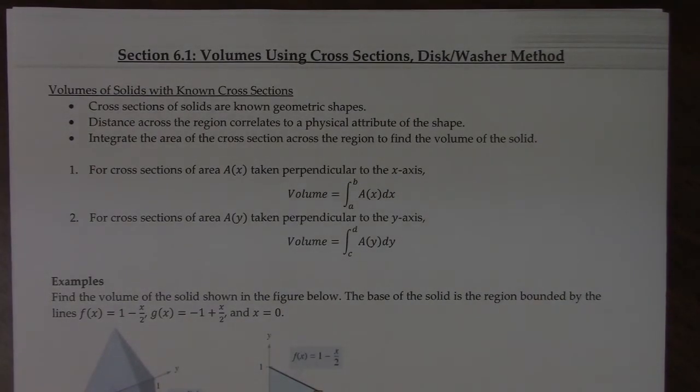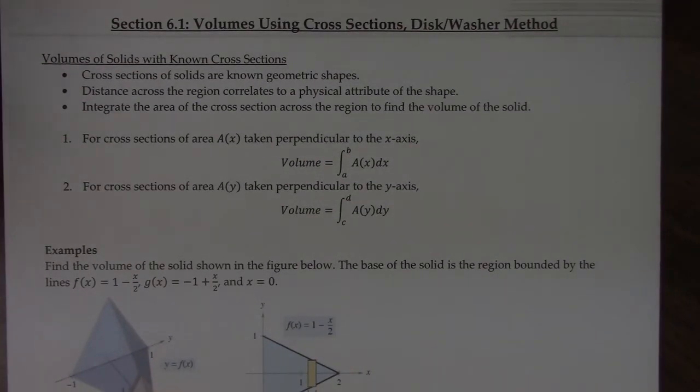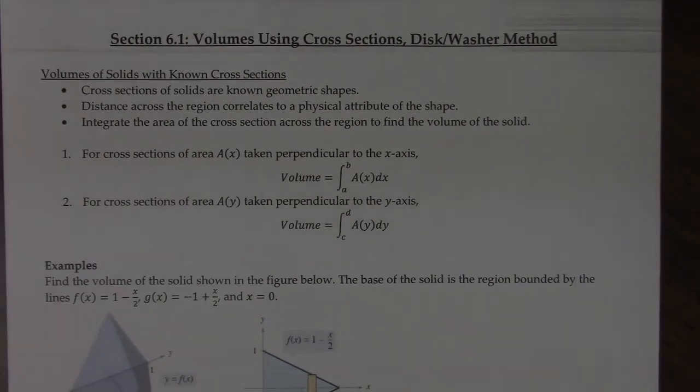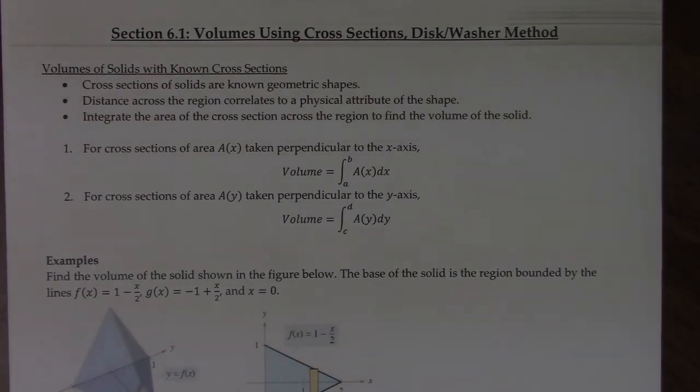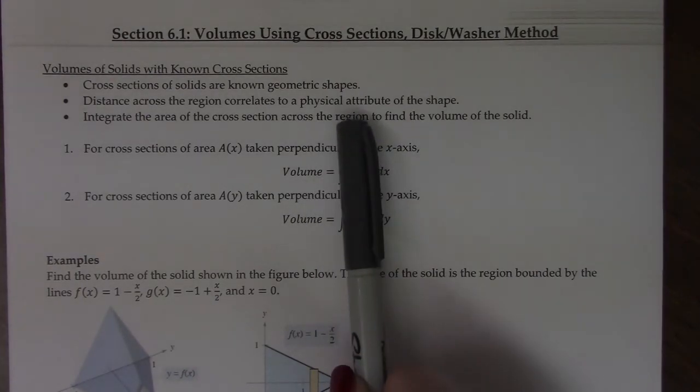So we're going to look at volumes with known cross sections first. What this is going to be is a 3D shape, and if you slice it down in profile, you're going to see that the cross sections are known geometric shapes, like squares, triangles, circles. And what we're going to do is the distance across the base of the region is going to correlate to some physical attribute of the shape.